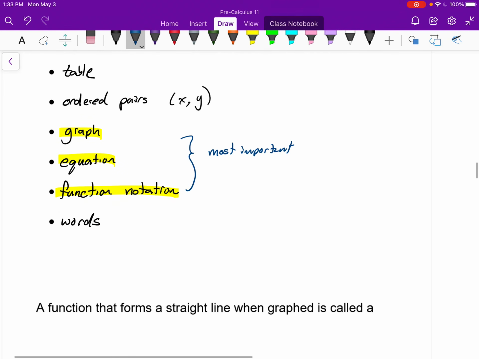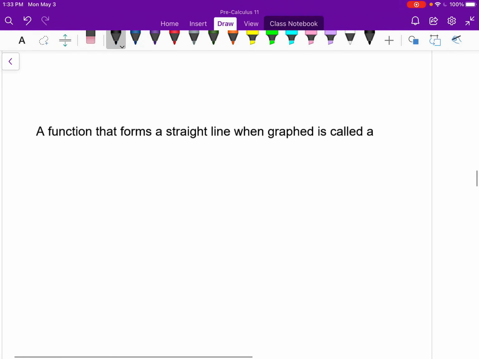As well, notice the graph I made was a straight line. We call it a linear function. And any graph, any function that forms a straight line when graphed is called a linear function. And again, that was the foundation of Math 10.